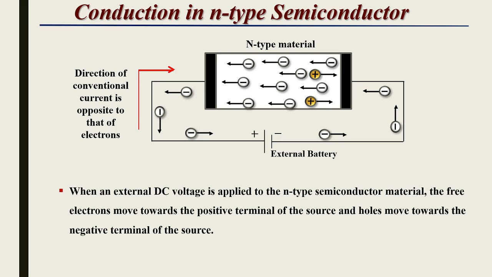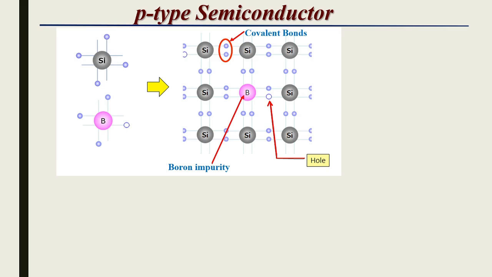So when an external DC voltage is applied to the n-type semiconductor material, the free electrons move towards the positive terminal of the source and holes move towards the negative terminal of the source.